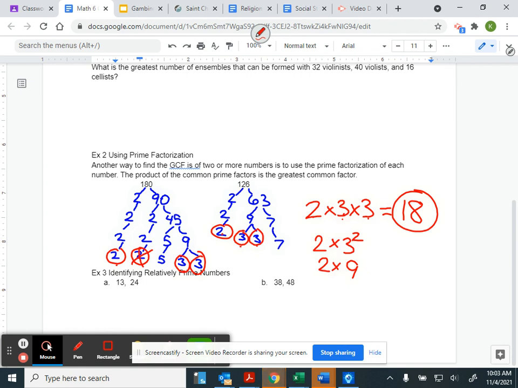Nick? Why don't you use the 7? Because this one doesn't have a 7. They don't share the 7. Oh, okay. You're only looking at the ones that they share in common. Great question. So we're only doing the primes they share in common. There's only 1, 2 here, so we can only use 1, 2 from over here.